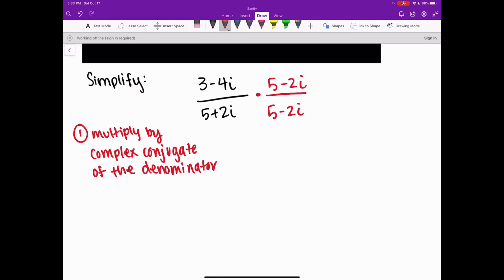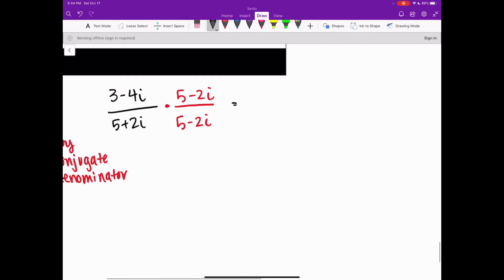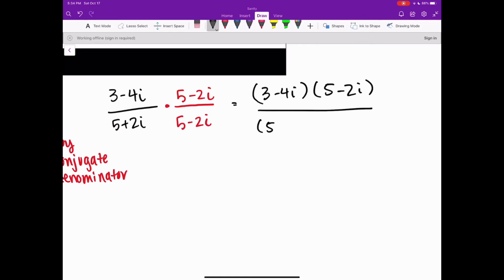Again, if I play it like this, essentially all I'm doing is multiplying by 1, so it won't change that original number, right? Okay, let's simplify to see what we get. So this is going to turn into a giant multiplication problem. This is essentially equal to 3 minus 4i multiplied by 5 minus 2i over 5 plus 2i, or multiplied by 5 minus 2i.